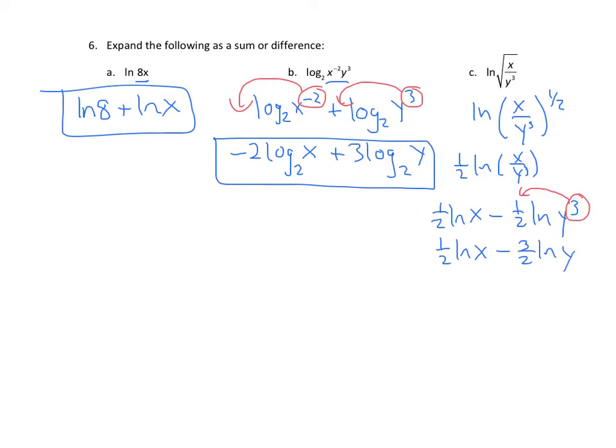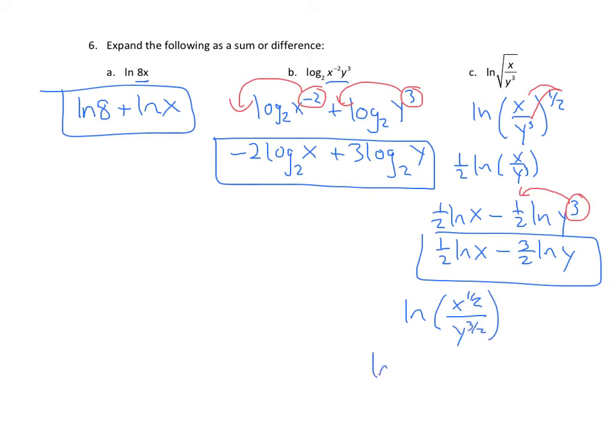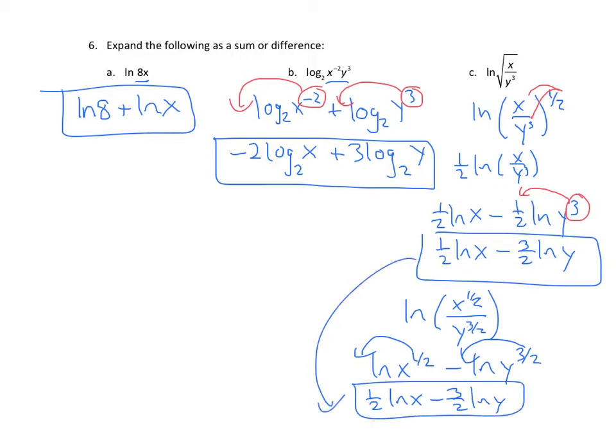The other way you could have done this is if you had just raised both of these to the 1/2 power right away, you would get natural log of x to the 1/2 over y to the 3/2. And then when you split it apart, you get natural log of x to the 1/2 minus natural log of y to the 3/2. Move both exponents to the front, and we get 1/2 natural log of x minus 3/2 natural log of y, which is the same thing we got using the other method.